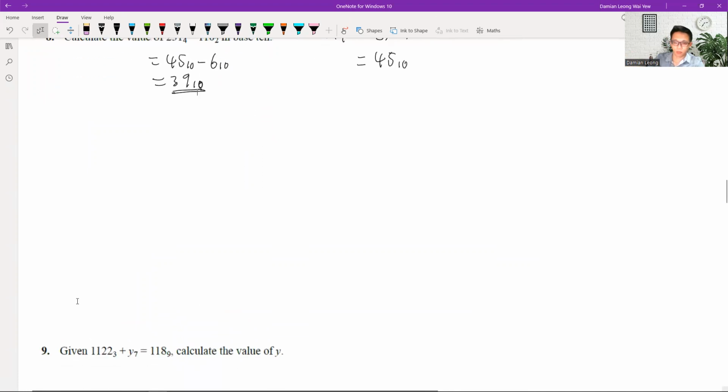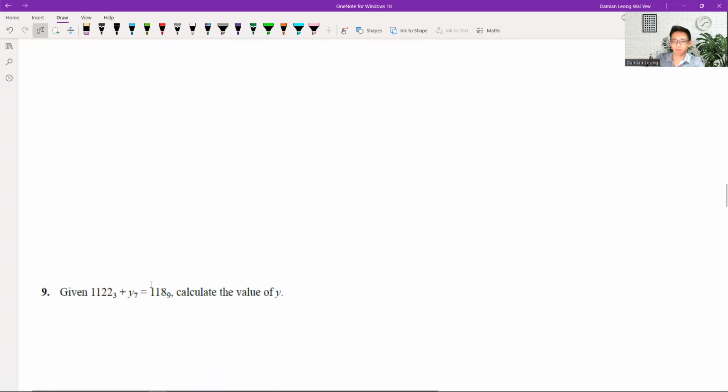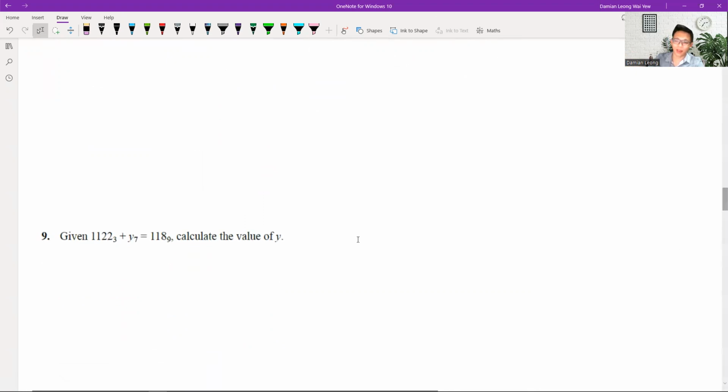Now, question 9. 1122 in base 3 plus y in base 7 is 118 in base 9. I want to find the value of y. So y here is in base 7. Basically, I need to convert to base 7. But before that, let's rearrange this equation.